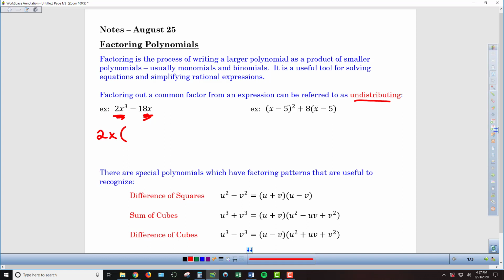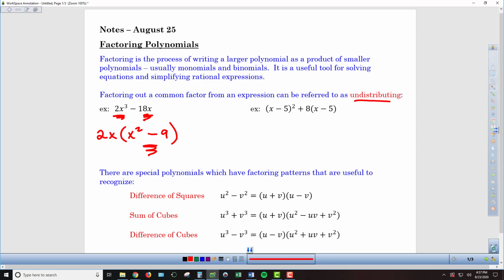And now we have to figure out what's left behind inside the parentheses once we have factored out that 2x. In this case, 2x times what would get us back to 2x cubed? Well, we still have an x squared left behind. Minus, and then 2x times what equals 18x? Well, that's going to be a 9 here. And so that's, for now, as far as we're going to go. We'll see in a moment that we could factor this a little bit farther, but we'll just leave it here since we're just trying to focus on the undistributing.